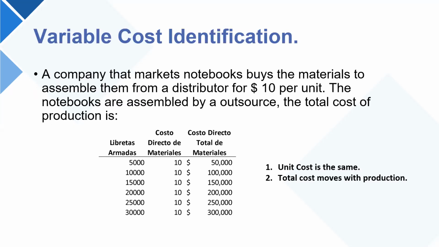Let's do a recap of the variable cost identification because I need you guys to really grasp the difference between variable, fixed, and mixed cost. So let's first see this example. A company that markets notebooks buys the materials to assemble.